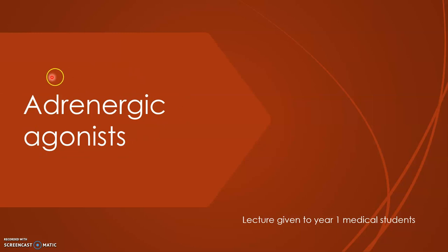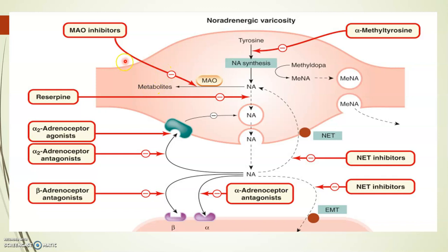So let's talk about the adrenergic agonists. First we have the precursor of noradrenaline or norepinephrine, which is tyrosine. And tyrosine will finally be converted to norepinephrine through a few steps. And the noradrenaline will go into the vesicle and then it will be released into the cleft. So noradrenaline will then act on the alpha and also the beta receptors.